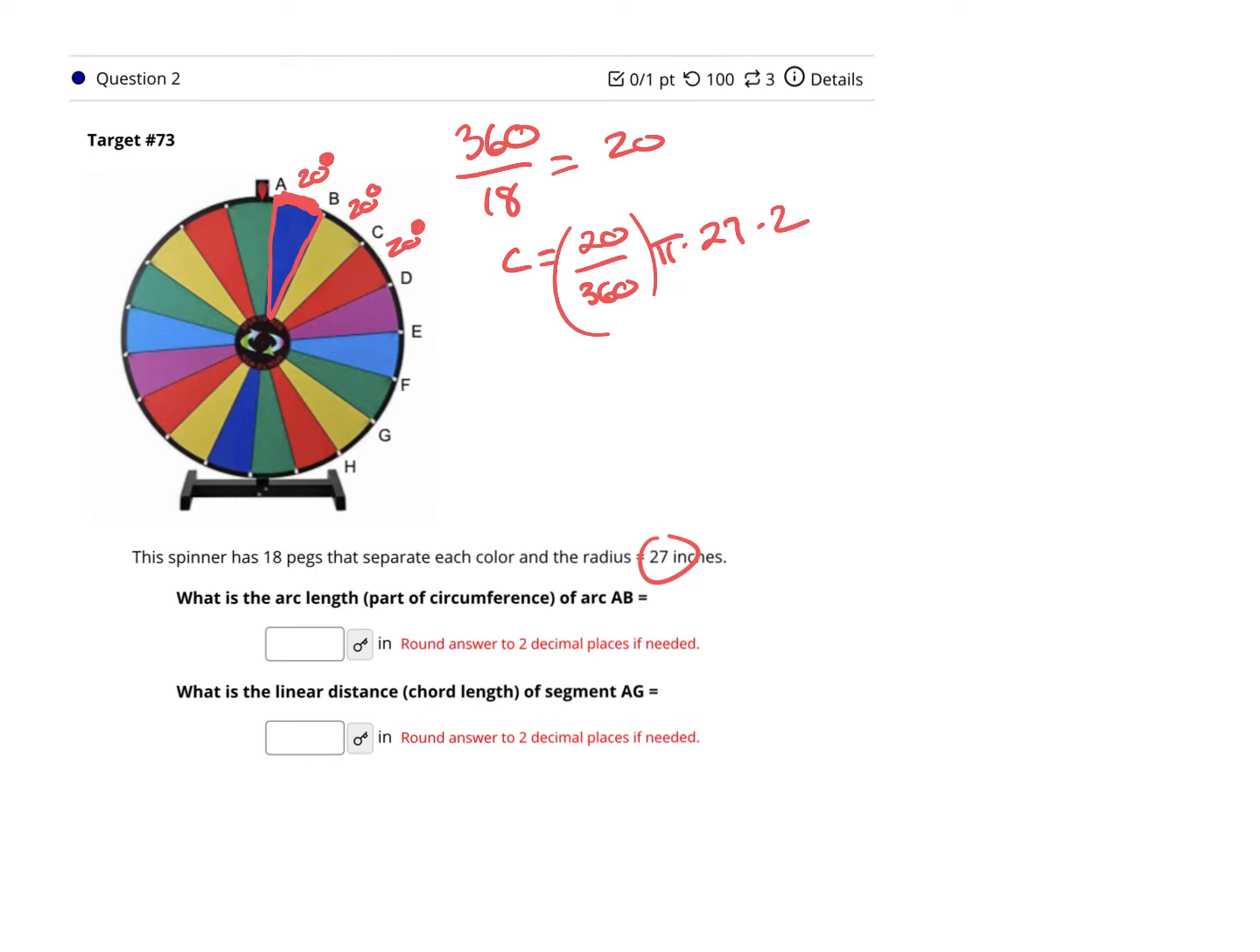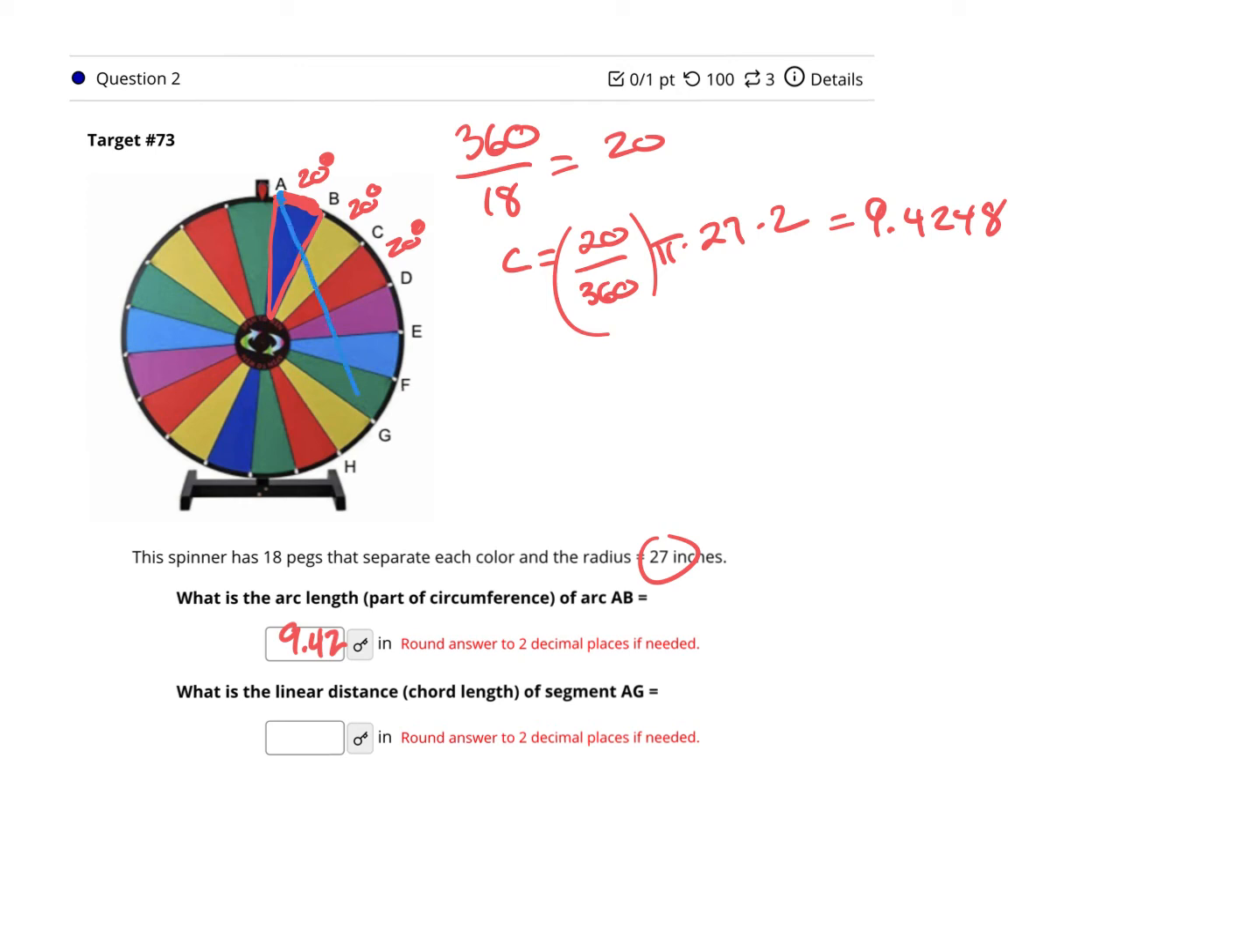So when I do that, I'm going to have 20 times pi times 27 times 2, and then I take that divided by 360, and I'm going to end up with 9.4248. So I'm going to put in here 9.42.